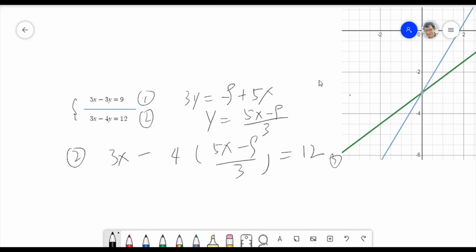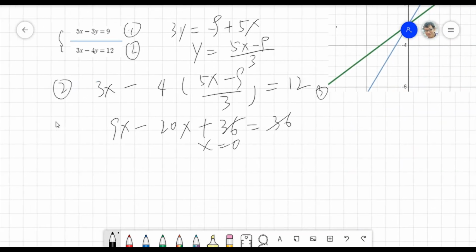Okay, so this will be 9x minus 4 times (5x minus 9), which is 20x, negative times negative is positive, so plus 36 equals 36. So this can be cancelled, right? So x should be 0. If x is not 0, there is no answer. Let's see, yes, x equals 0.